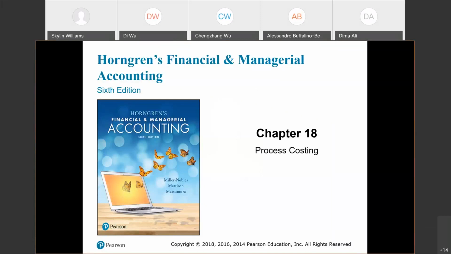Today we're going to discuss the next chapter, which is process costing. In the previous chapter, chapter 17, we discussed that there are two major costing methods used in managerial accounting. The first one is the one discussed in the previous chapter. It is job order costing. And today we're going to learn how we use process costing in managerial accounting to do the cost controls.